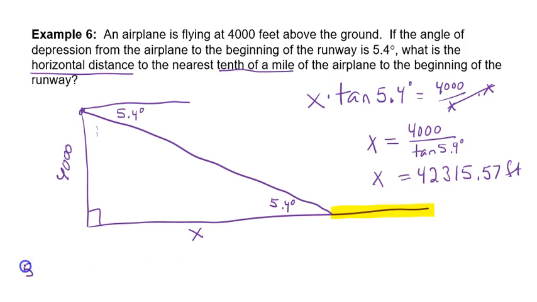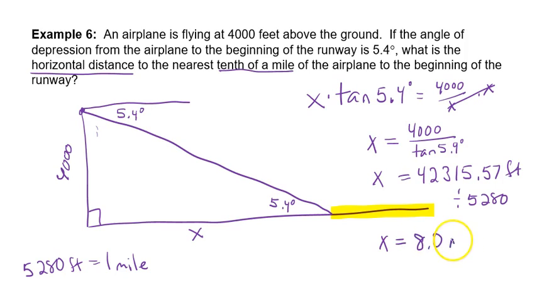There are 5,280 feet in 1 mile. So I'm going to divide this large number by 5,280 to determine how many miles I have. So when I do that, I get 8.0 miles. And that correctly answers the question. Although this was a correct answer, they did not ask for it in feet, they asked for it in miles. So you want to make sure if they do something like that, you are paying attention.